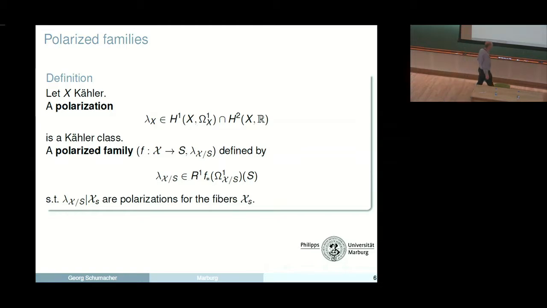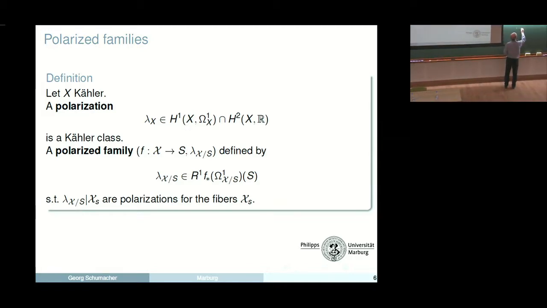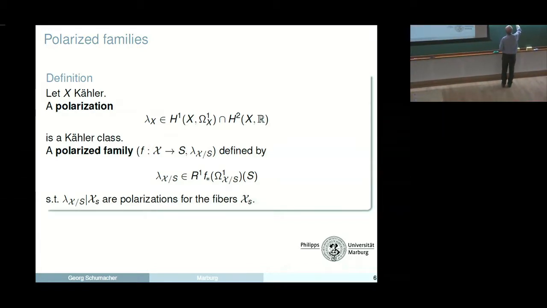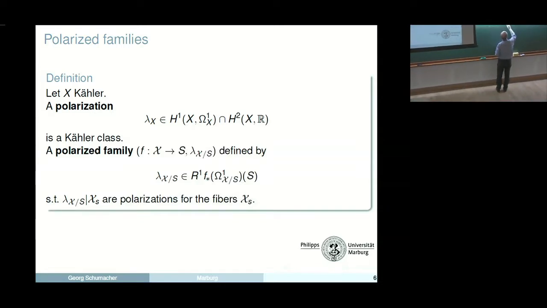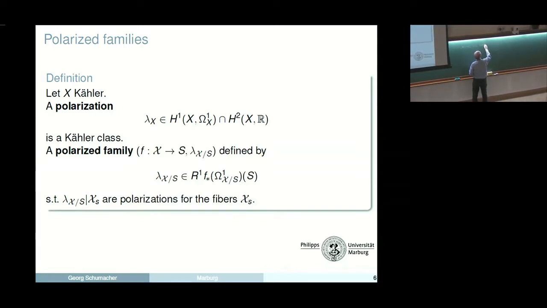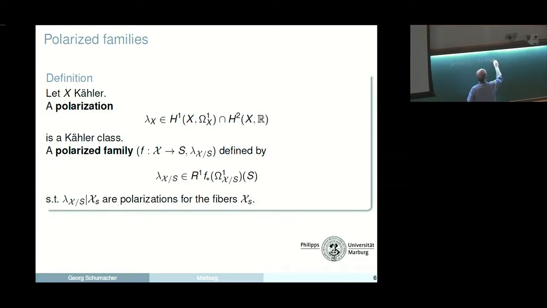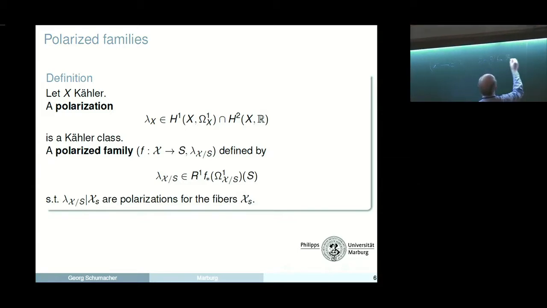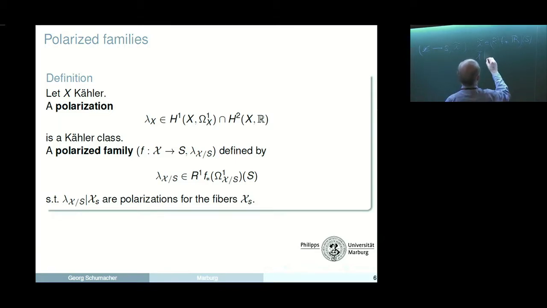Now, there is also another approach. One could also say we have a family X over S, and then we write down something like lambda tilde, and lambda tilde would be just a section of this bundle such that lambda tilde restricted to a fiber is a Kähler class.